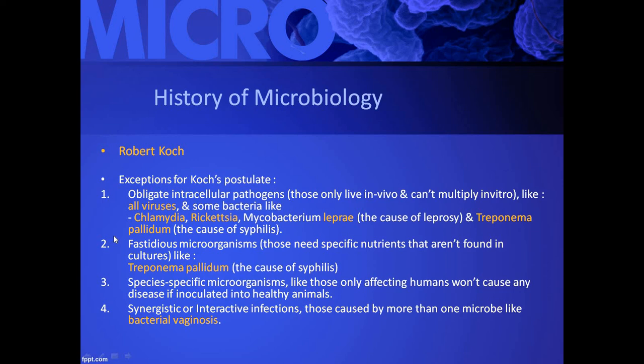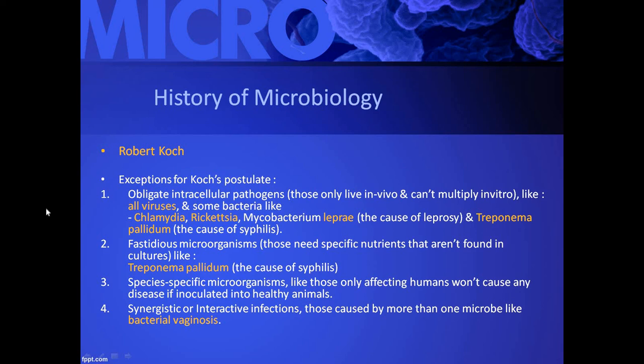Now, the second reason why some pathogens don't follow Koch's postulates is because these pathogens are fastidious. What we mean by fastidious, in Arabic, hassas. So these microorganisms require specific nutrients that are not normally found in cultures. Why are they not found in cultures? Well, because most of the time we don't know what they need. An example for them is Treponema pallidum also. So Treponema pallidum cannot be grown in the lab for 2 reasons. First, it is an obligate intracellular pathogen. Second, it is a fastidious microorganism.